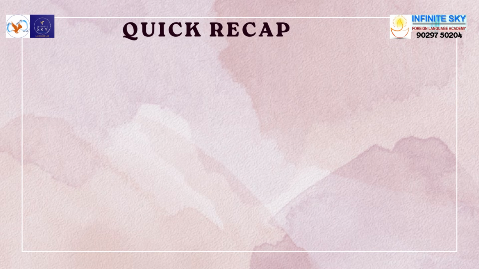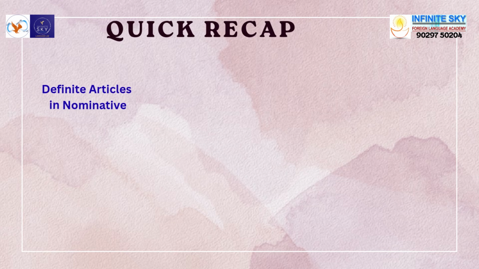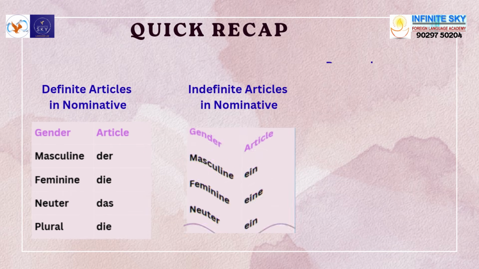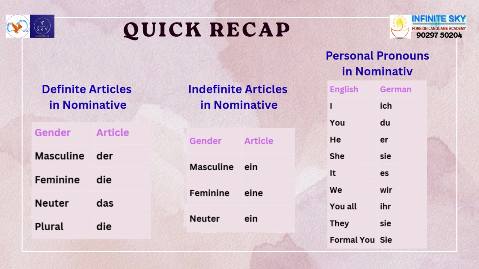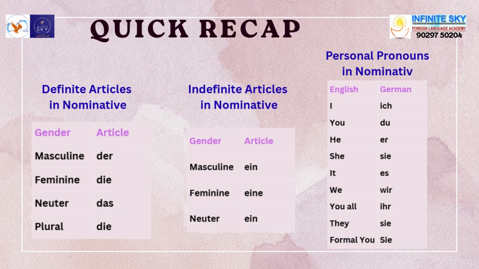Before we move ahead, here is a quick recap. These are the definite articles, indefinite articles and personal pronouns in the nominative case. We have already covered each of these topics in detail in separate videos. If you haven't watched them yet or would like a refresher, you will find the links in the description box below.